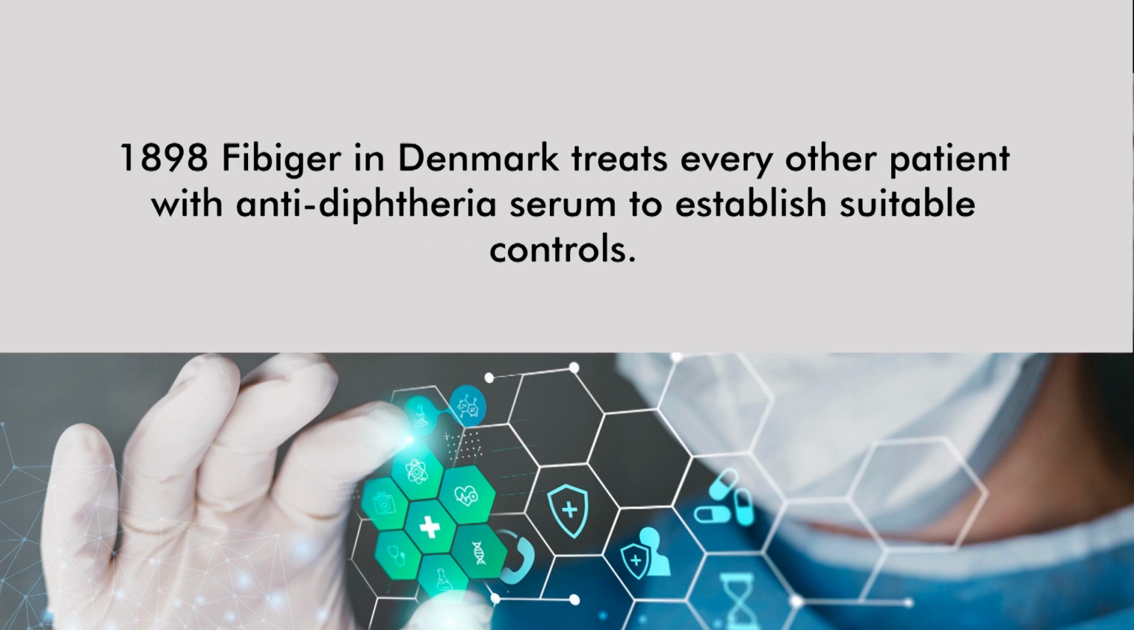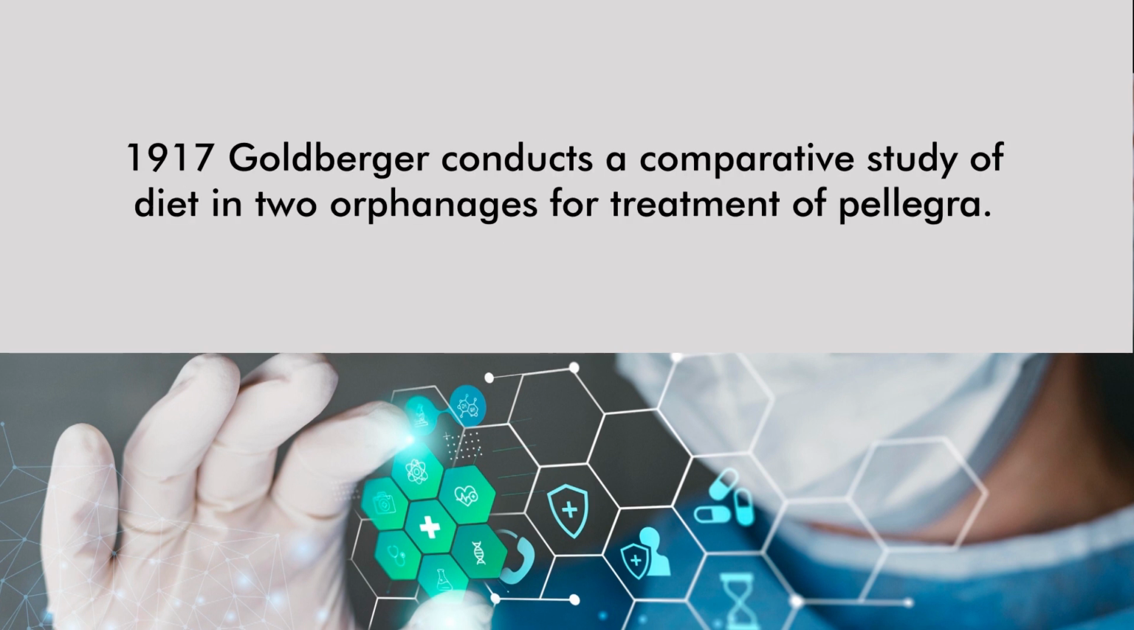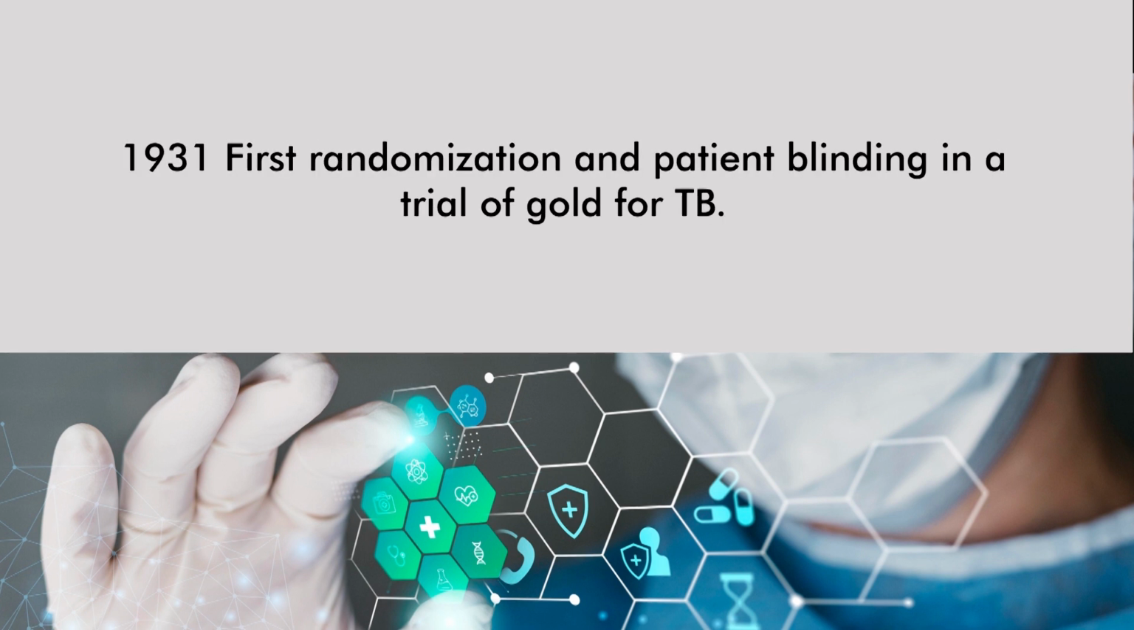In 1898, Fibiger in Denmark treated every other patient with anti-diphtheria serum to establish suitable controls. In 1917, Goldberger conducted a comparative study of diet in 2 orphanages for treatment of pellagra. In 1931, first randomization and patient blinding in a trial of gold for TB.